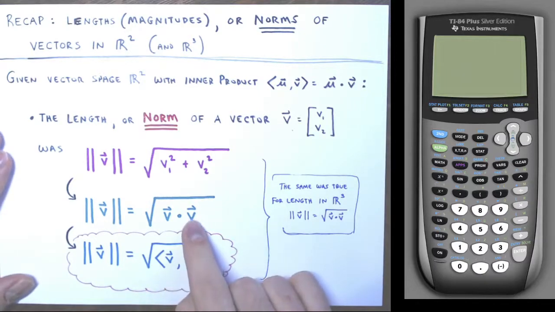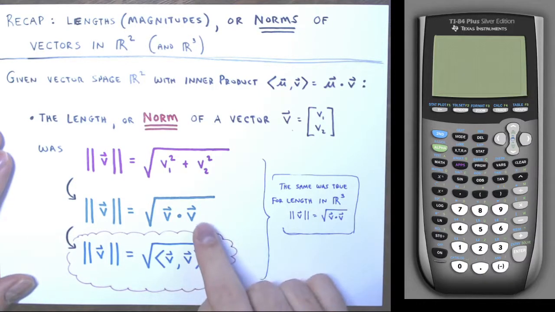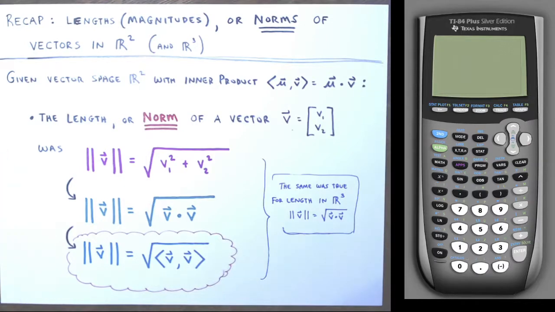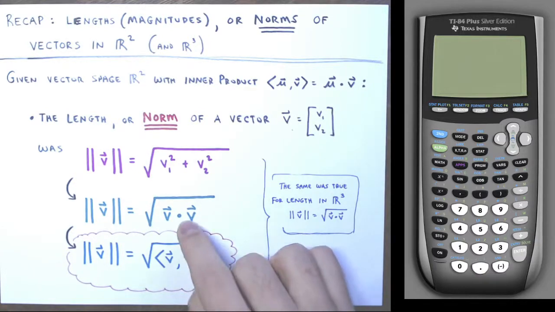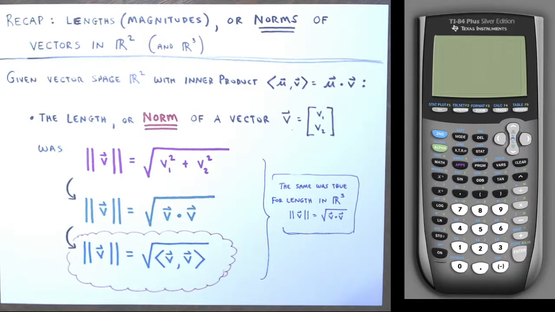It's just that in this case the inner product happens to be the dot product, right? But that's not always the case. You've hopefully seen in other videos of mine on inner product spaces that the dot product is not the only inner product out there on Euclidean space, or any space for that matter.